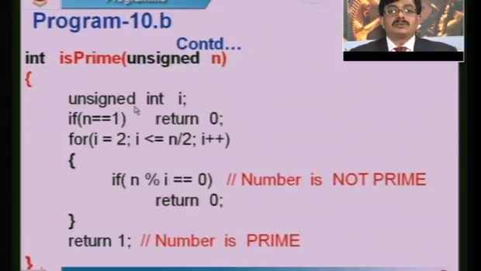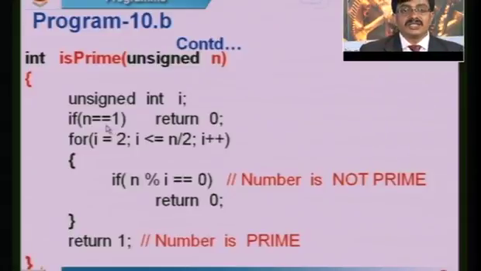How exactly am I trying to compute whether the number is a prime or not? I have taken one more local variable, unsigned int i. Now if n is equal to 1, return 0, because 1 is neither prime nor composite. So 1 is not a prime number; primes start from 2.